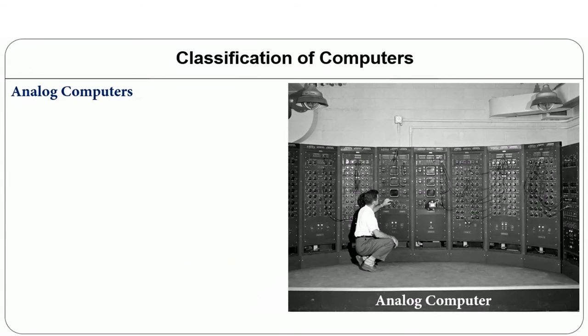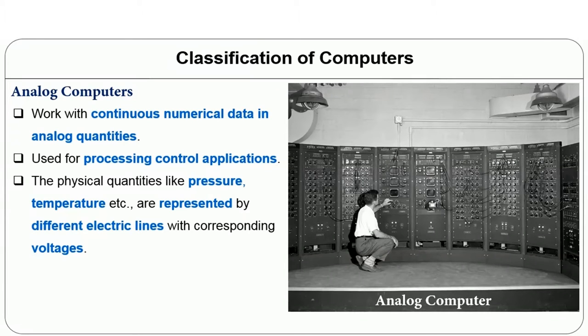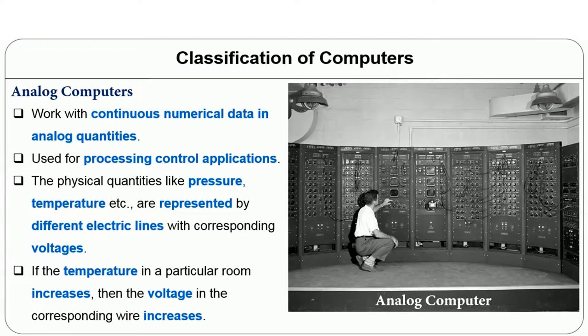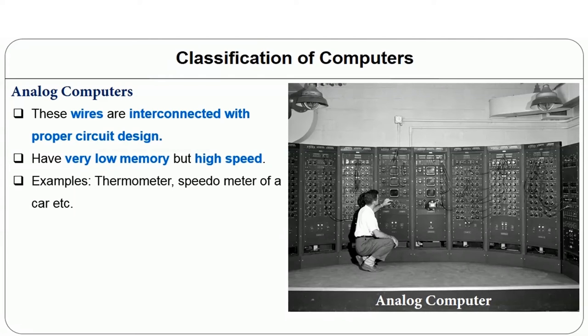Analog computers. Analog computers only work with continuous numeric data, analog quantities. These computers are used for processing control applications. The physical quantities like pressure, temperature, etc. are represented by different electric lines with corresponding voltages. If the temperature in a particular room increases, then the voltage in the corresponding wire increases. These wires are interconnected with proper circuit design. Analog computers have very low memory, but they work at high speed. Examples: thermometer, speedometer of a car, etc.